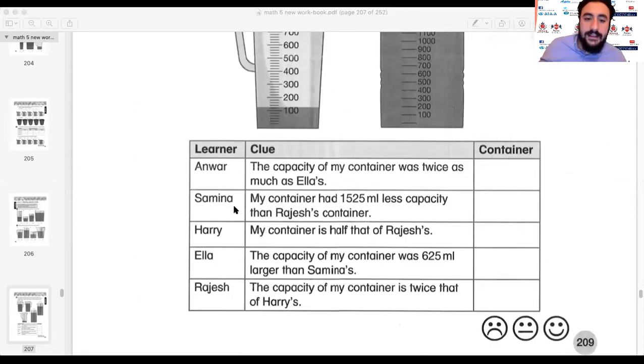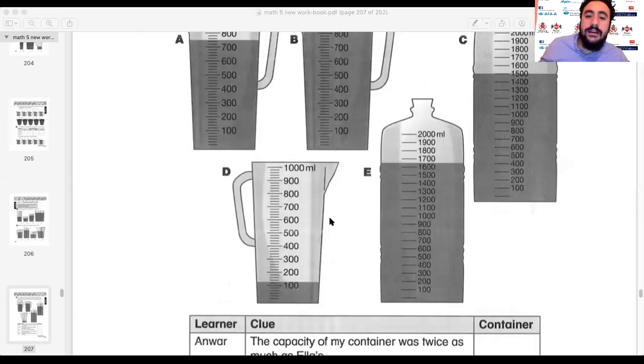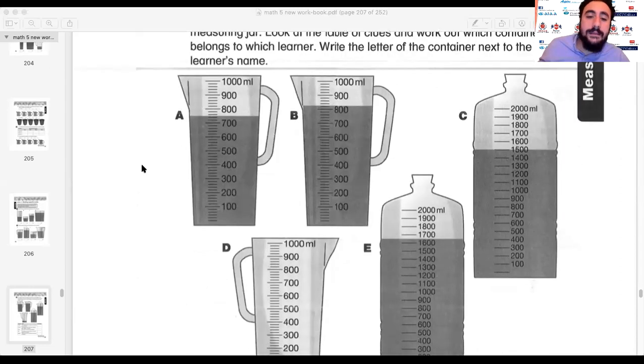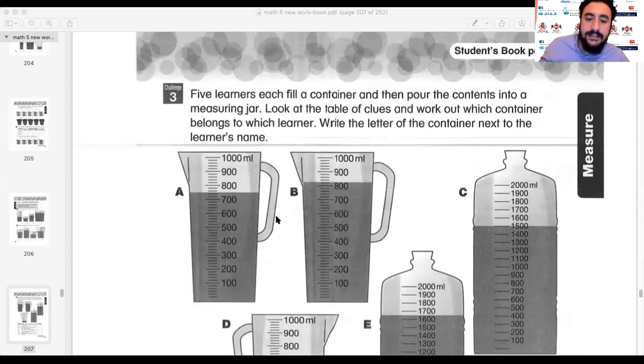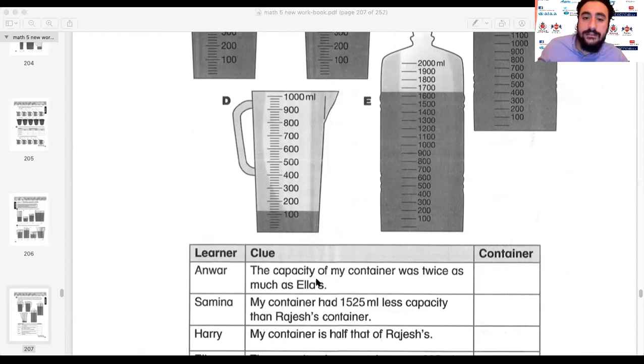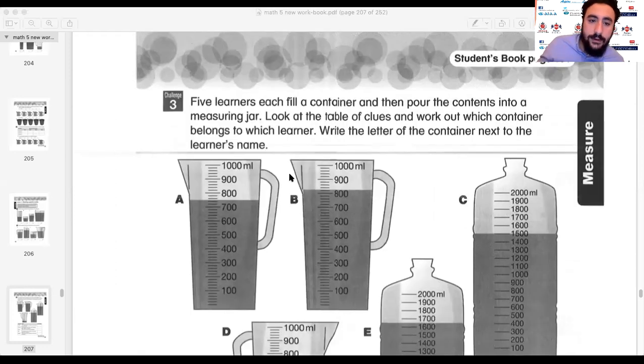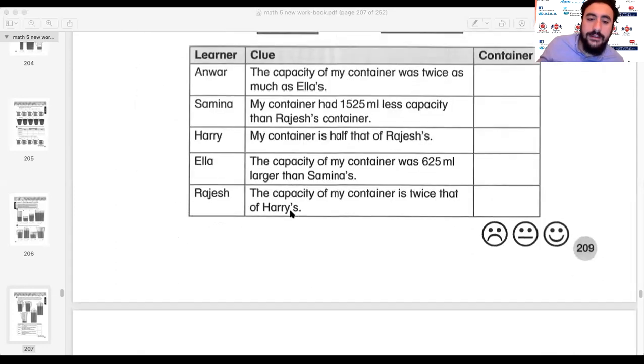Okay, that's the clue. The capacity of my container was twice as much as Elias's. So you're going to write the capacity here and here and here and here and here, and then find the relation between all of them. So he said that my container is twice her container. So you're going to find which container is twice the other. That's it. So please think about this example, challenge number 3 in the workbook.